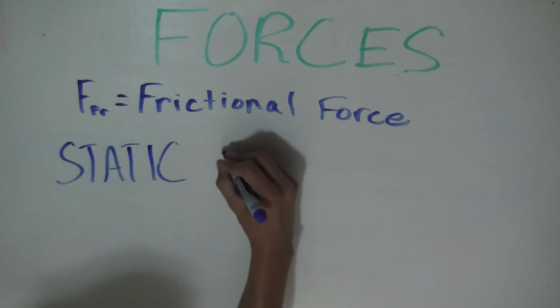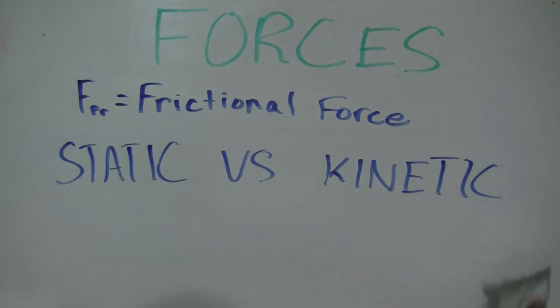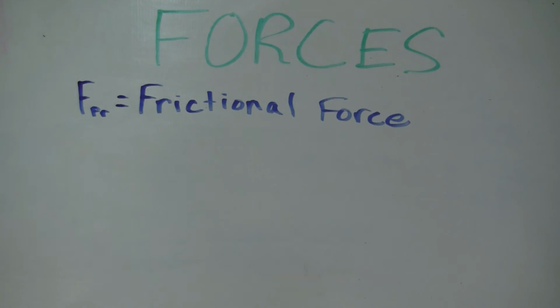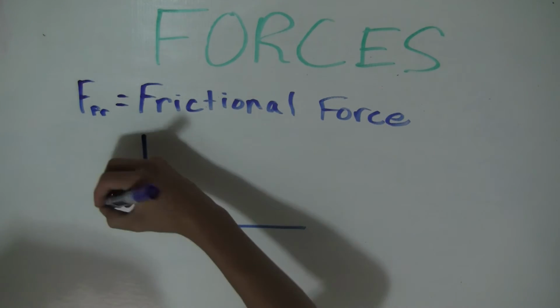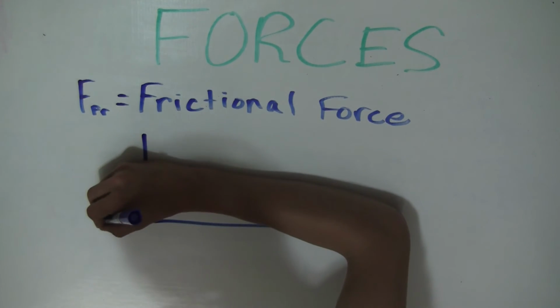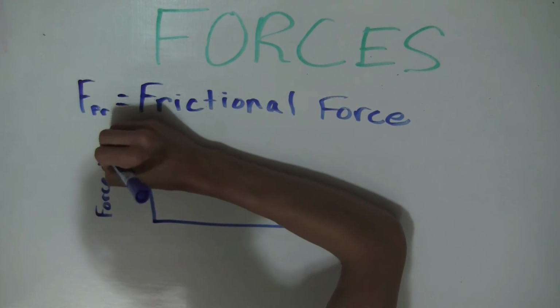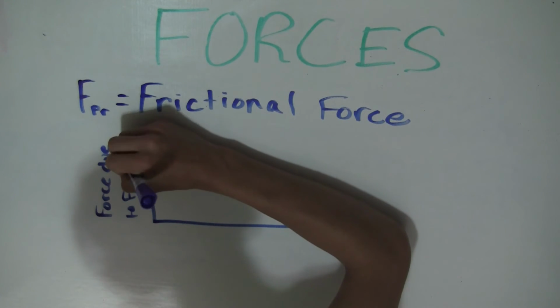Now we will talk about static and kinetic friction. Here we have a graph. On the y-axis there is the force due to the friction. On the x-axis there is the applied force.